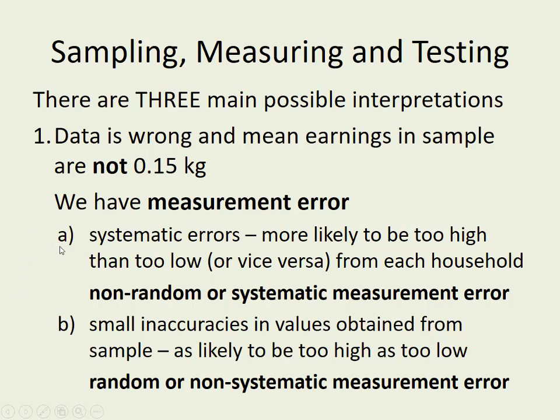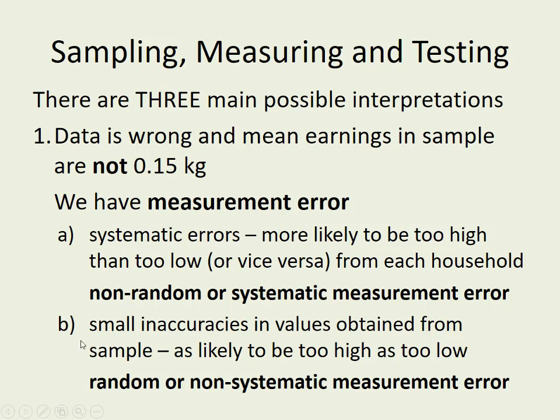It could be systematic errors, more likely to be too high than too low. For example, the household thinks that we're coming from sort of a taxation avenue, so they might try to underestimate the amount they've produced or sold, or they might think we're coming from people who are looking for someone to invest in, so they might exaggerate the amount they've produced. So for some reason they're not quite getting the right answer, or perhaps they're just optimistic or pessimistic. So there's some sort of systematic bias. That's what we call non-random or systematic measurement error.